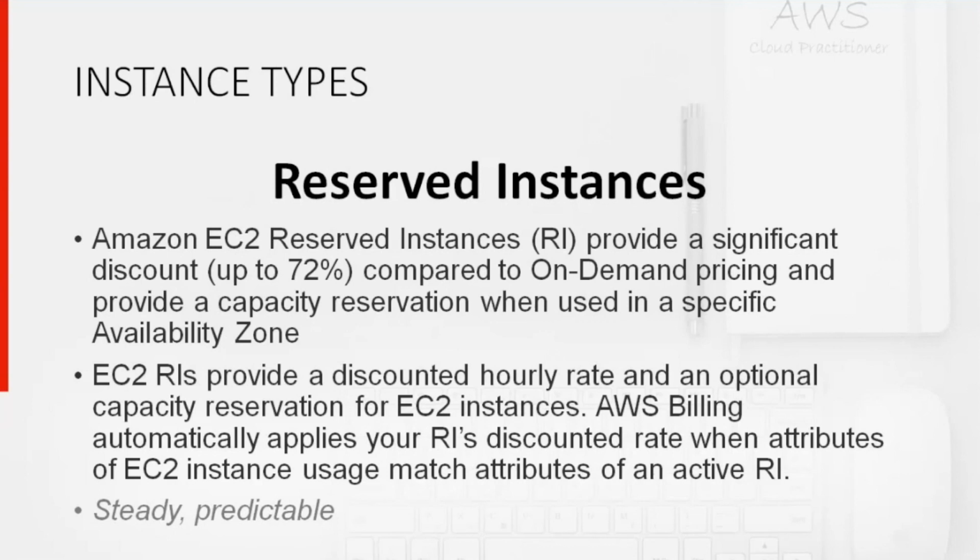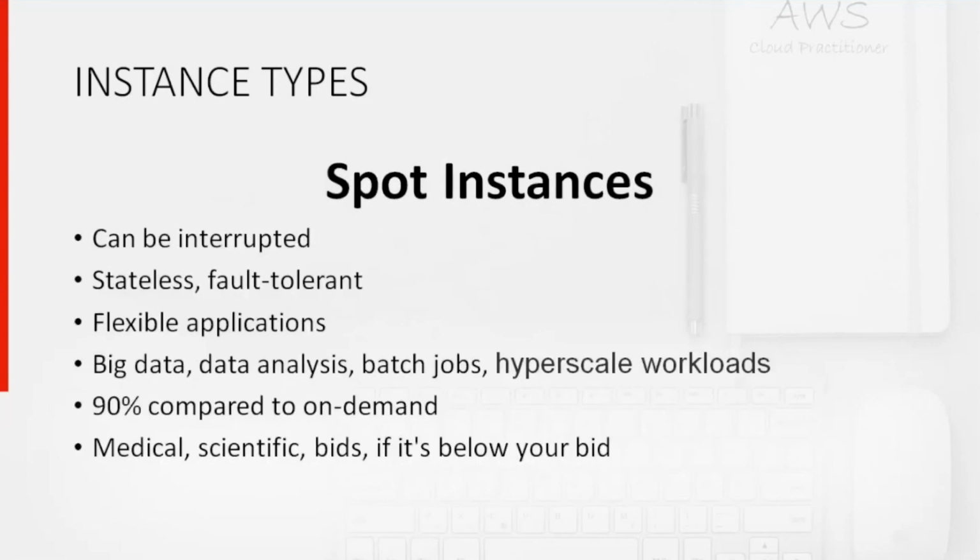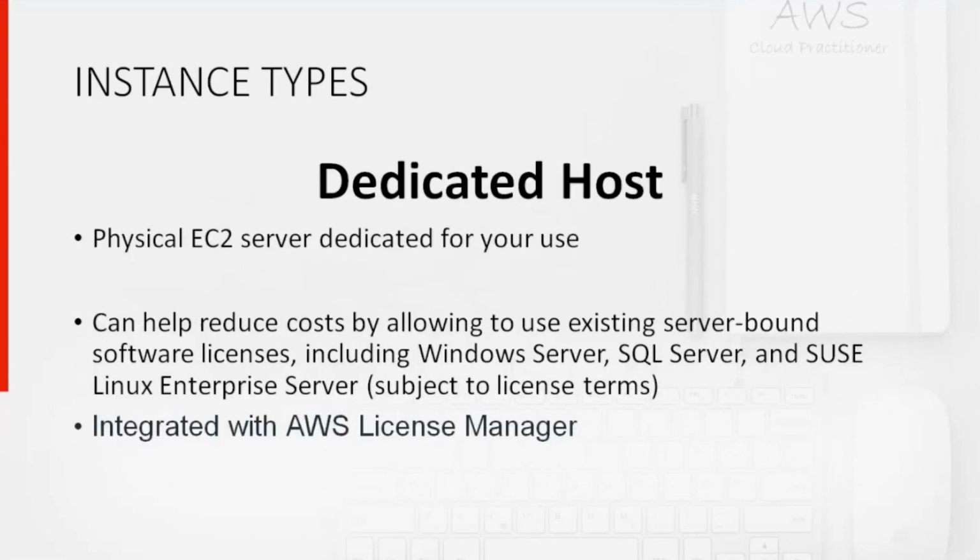Steady, predictable. Instance types. Spot instances can be interrupted; they suit stateless, fault-tolerant, flexible applications, big data, data analysis, batch jobs, hyperscale workloads, up to 90% off compared to on-demand, medical, scientific, bids if it's below your bid. Instance types. Dedicated host. Physical EC2 server dedicated for your use.